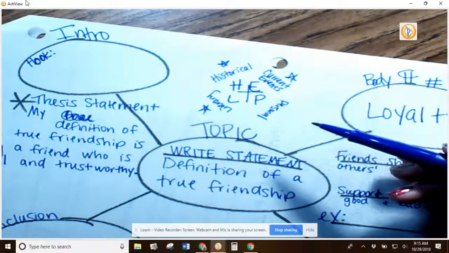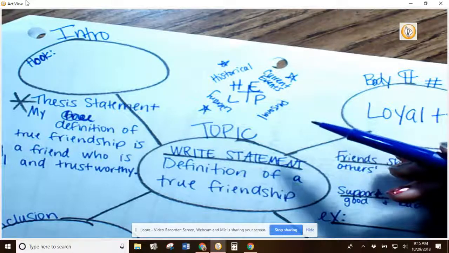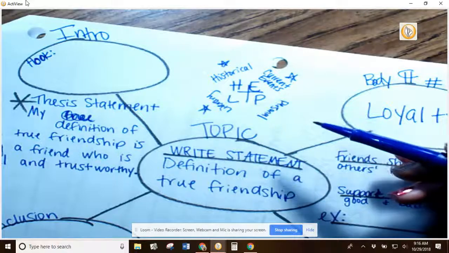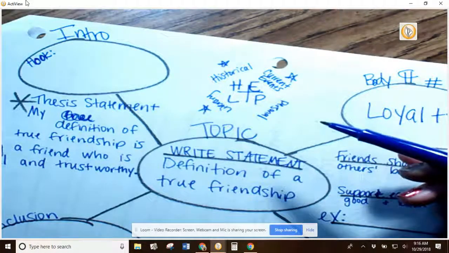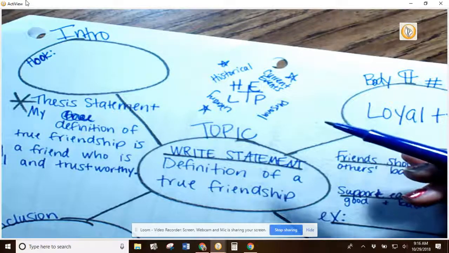Literary. So for this specific example, I want you to use The Outsiders as your examples. Why? Because there's a ton of examples in The Outsiders about friendship. One of the main themes we talked about is friendship, so there's lots of things that we can tie to this.